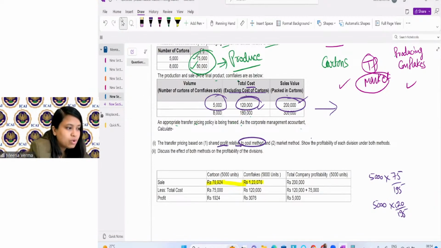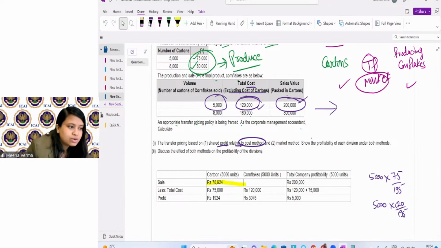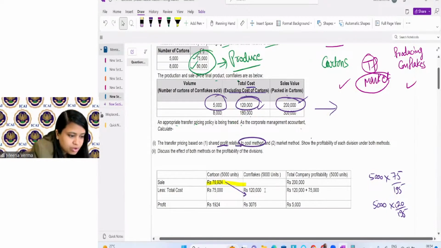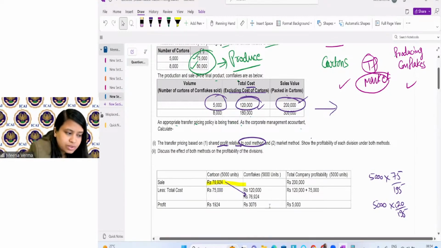Okay, so what will happen? The price at which you are transferring the cartons to this division will become the cost for this division, right? So this will actually become the cost. Cartons will become the cost for this division. Right? And with this, we will decide the sale value here.